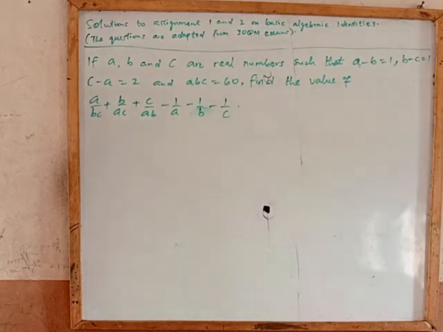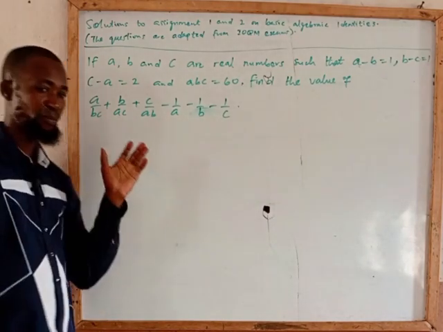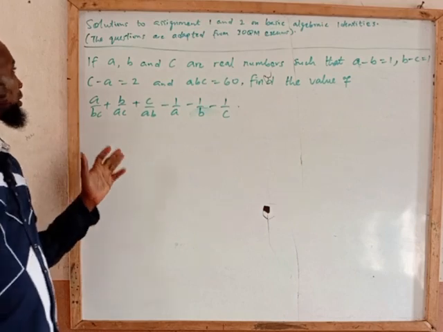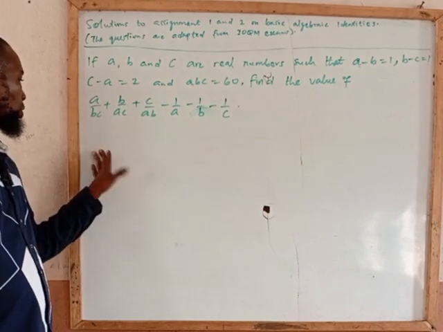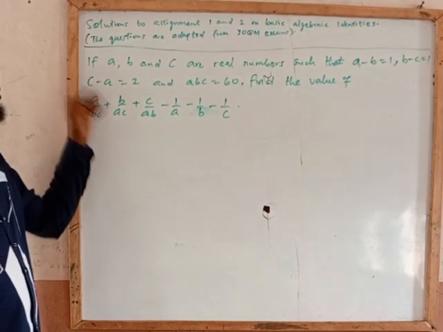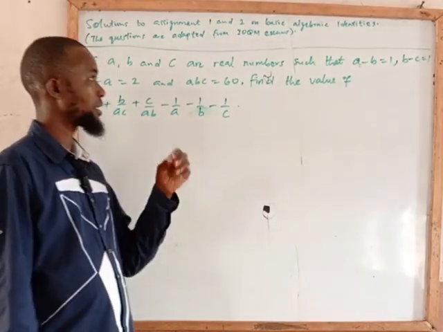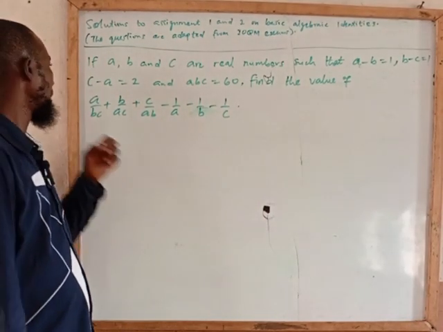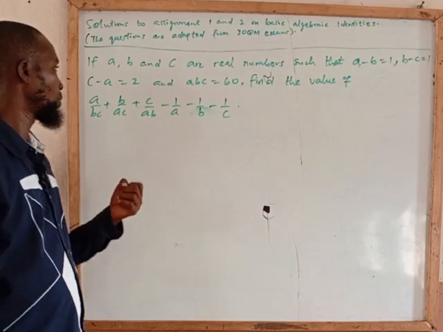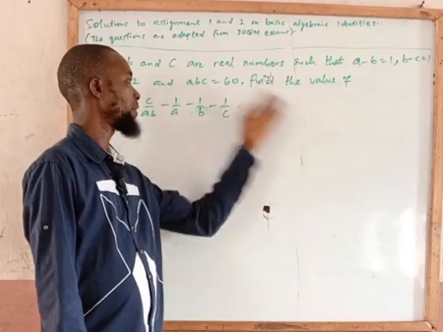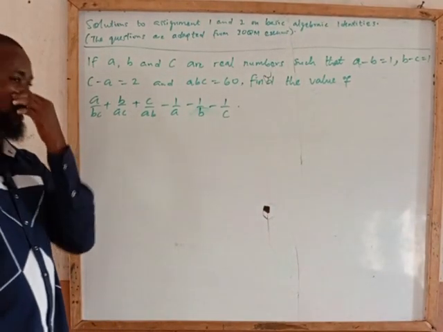Okay, the solution to the next question, which is number 2, is what we want to quickly do. So we're told if A, B, and C are real numbers such that A minus B is 1, B minus C is 1, C minus A is 2, and ABC is 60, find the value of what we have here.